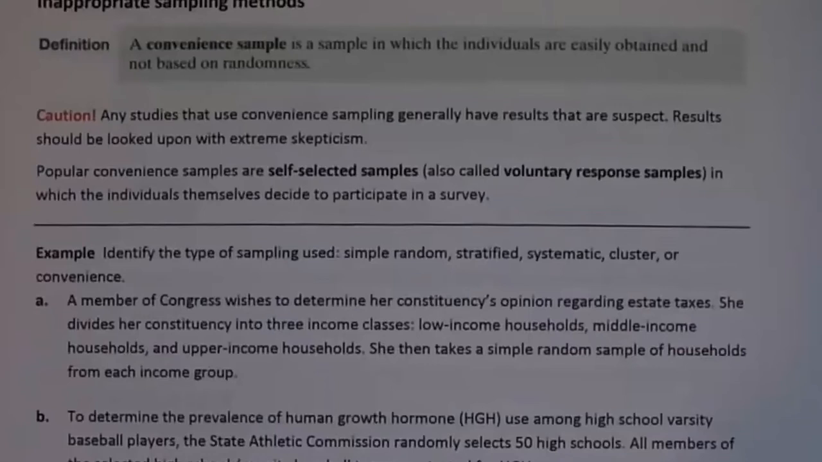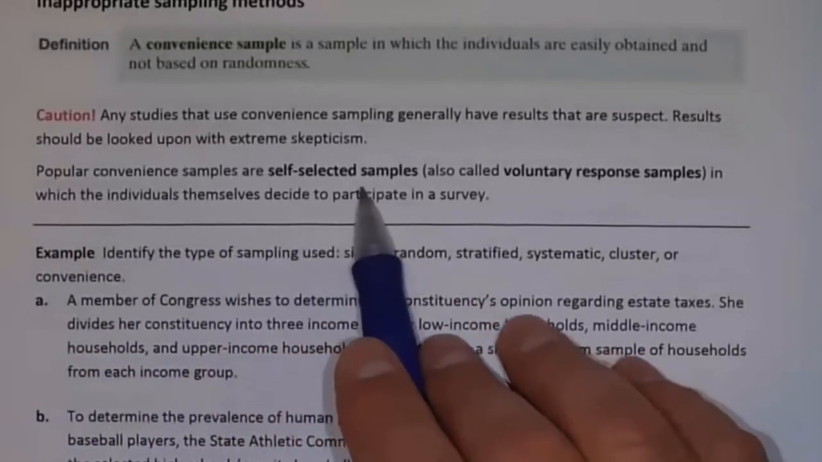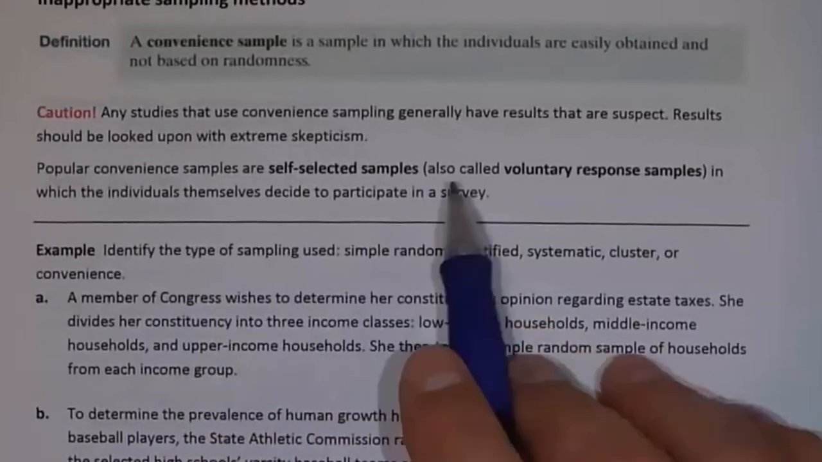If I were to ask that question on a talk radio show, who do you think is going to call in to give their opinion? The people who really favor the president's performance, or the people who really disfavor it, are going to be the ones most likely to call in. They are choosing whether or not they're going to provide information to the talk radio host. Most likely that's not going to represent what's really true about the entire population, because there's no randomness involved. What the author says here is that popular convenience samples are self-selected samples, also called voluntary response samples, in which the individuals themselves decide to participate in a survey.